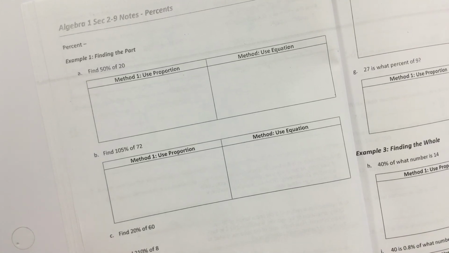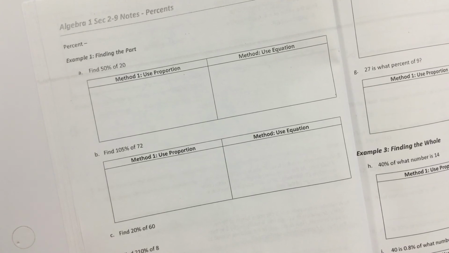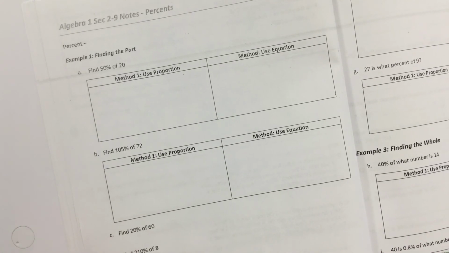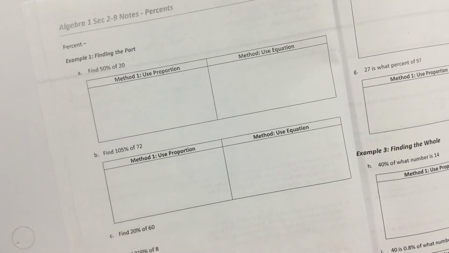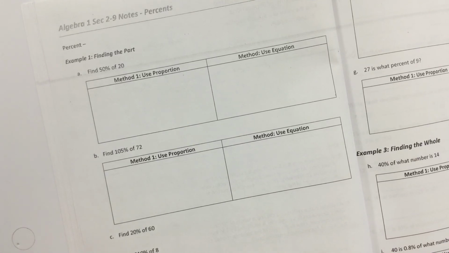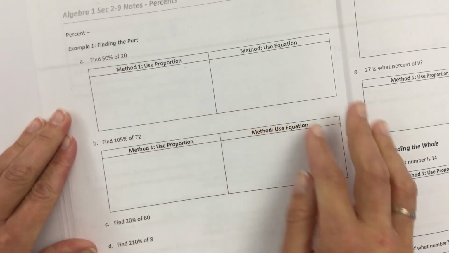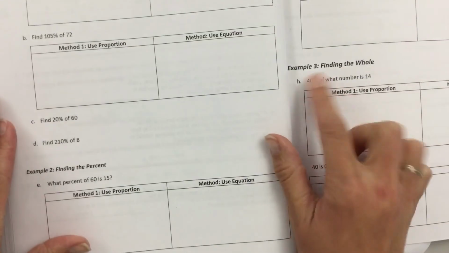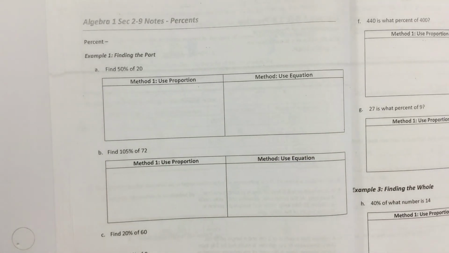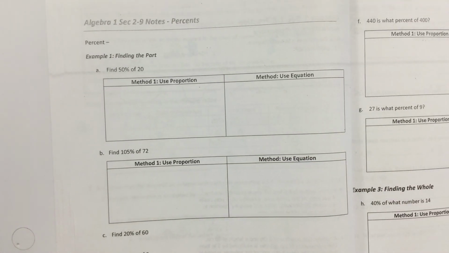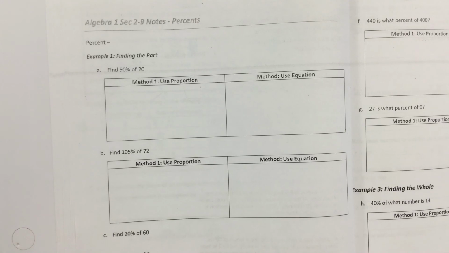And the reason why they're so nice is because 60% of something is equal to 60% of another thing. So we are going to be doing 3 different things. We are going to be finding the part, finding the percent, and finding the whole. And so I'm going to show you 2 different methods. You don't have to use both methods. You can pick whichever one you like. But I'm going to show you 2 different ways to do these problems.